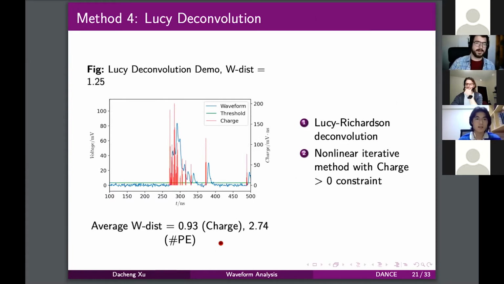And next is Lucy deconvolution. Lucy-Richardson deconvolution is a nonlinear iteration method to calculate the deconvolution of signals. Lucy deconvolution has an advantage over the FFT method just mentioned. The Lucy deconvolution has a constraint that the charge or PE number are larger than 0. The average Wasserstein distance for charge is 0.93, and for PE number is 2.774.